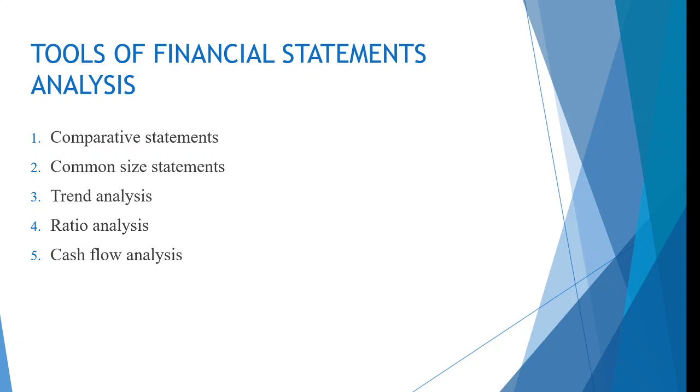So the first one is comparative statements, the second one is common size statements, and the third one is trend analysis. The fourth one is ratio analysis, which you will be studying under your subject financial accounting, and the fifth one is cash flow analysis, which again you will be studying in the subject cost and management accounting. So the first three methods, that is comparative statements, common size statements and trend analysis, will be dealt with in the following sessions.